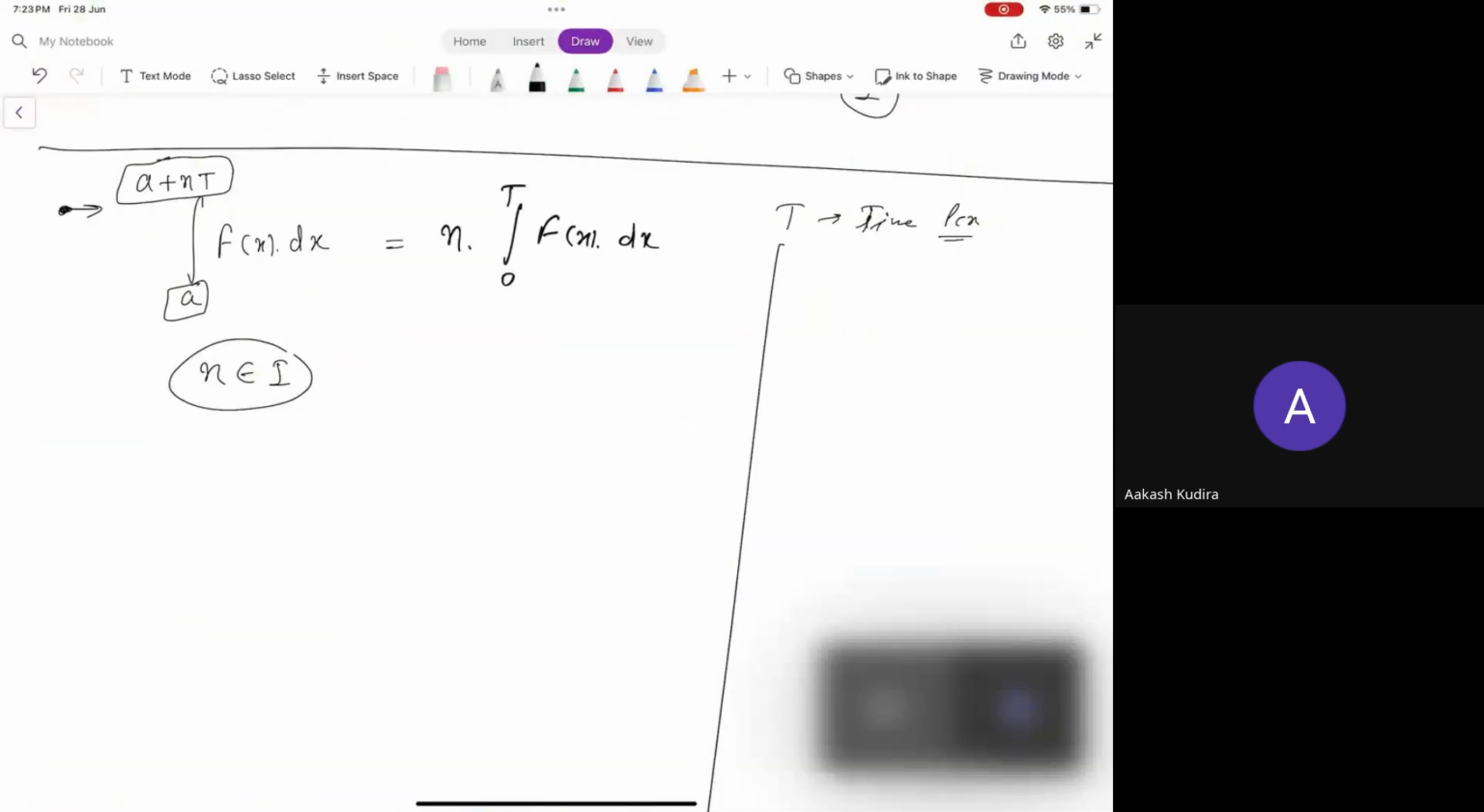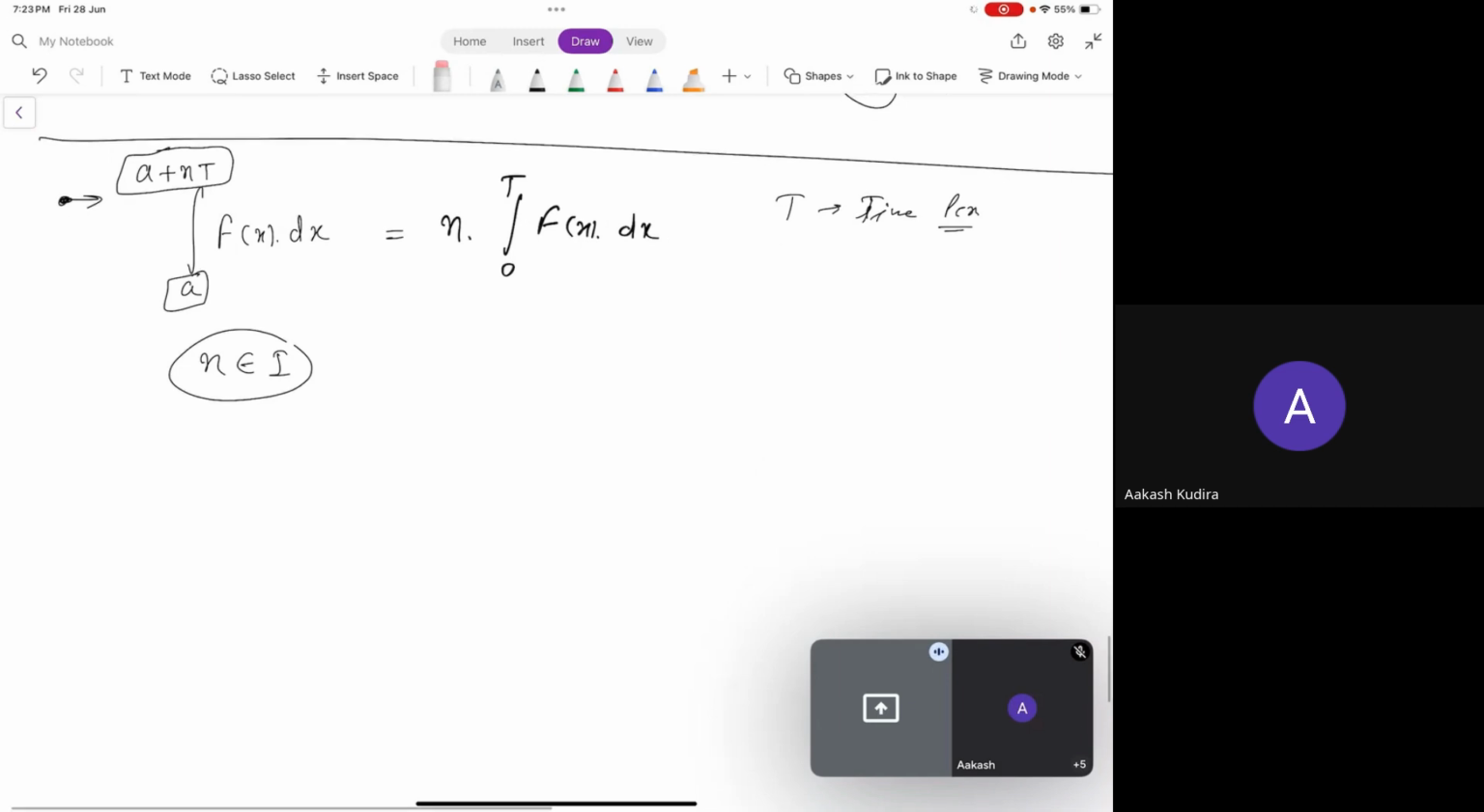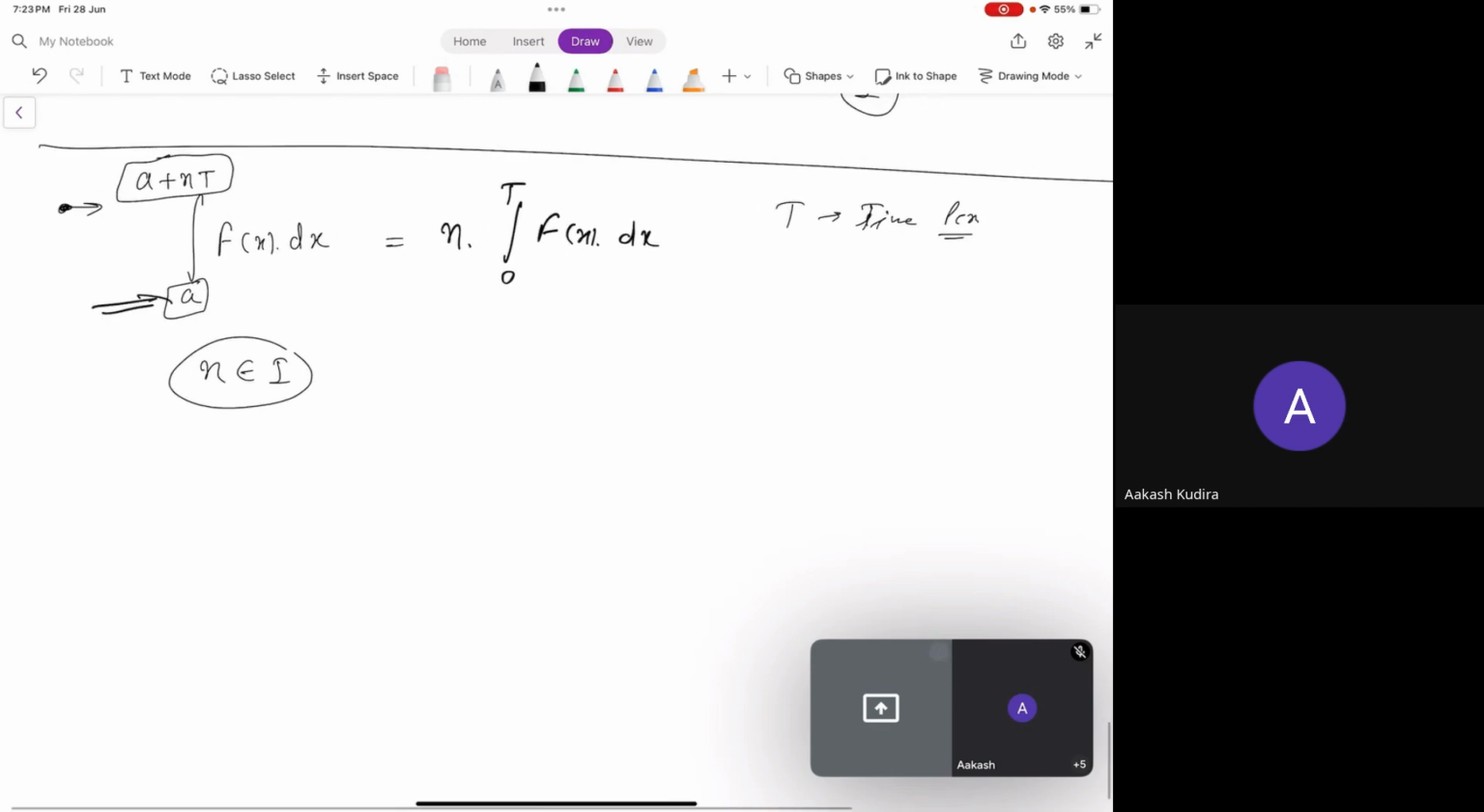Okay, and t is the time period. Now see, if you apply this property, that means this a will not be here. Then simply apply this property, this n will come out here, so n multiplies the integral from 0 to t of f(x) dx, finish. There is no kind of complexity, it's a very simple thing. But the condition is that there should be this kind of form. This is the first property of this periodic function.